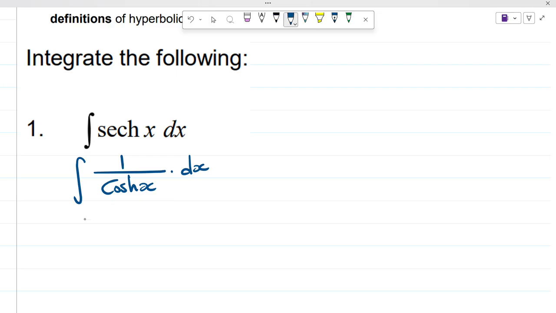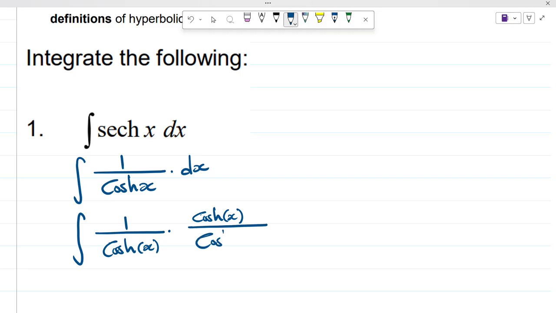So that means when we multiply by our 1 here, it's going to be as follows. It's going to be 1 over hyperbolic cos of x multiplied by, so now we're multiplying by 1. So this is going to be hyperbolic cos of x divided by hyperbolic cos of x multiplied by dx. So it's a 1 because hyperbolic cos of x divided by hyperbolic cos of x gives you a 1. Hence I was saying you multiply by 1.